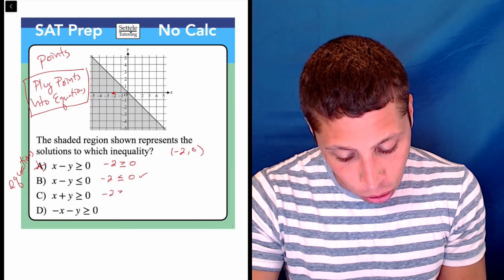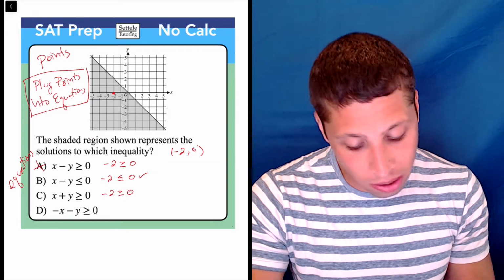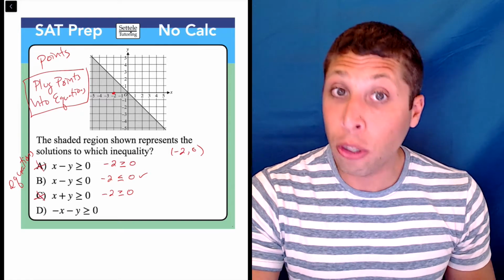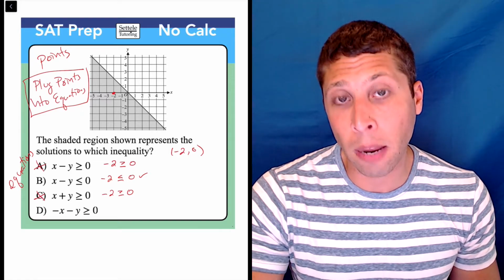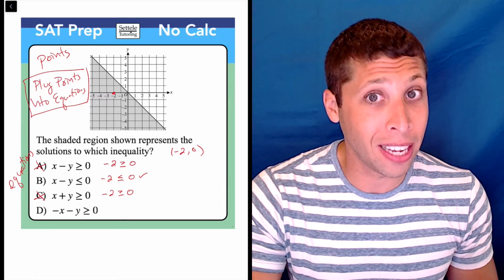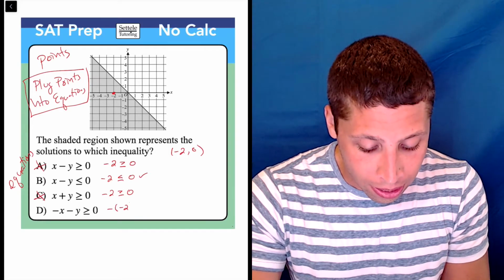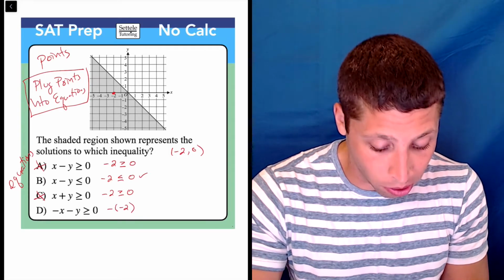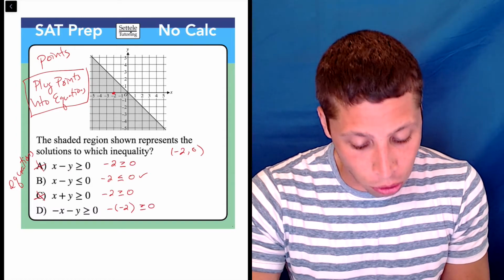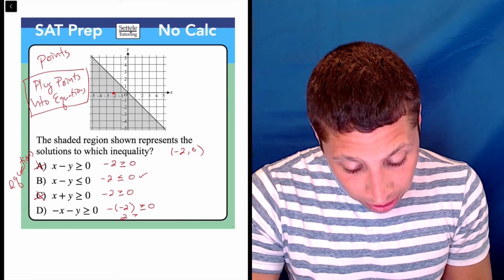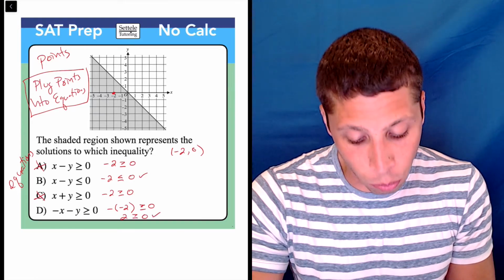But let's look at choice C. That's going to be -2, again, is greater than or equal to 0. No, that's not correct. That gets rid of that choice. Now with D, we do need to be careful because we have a negative in the number that we're plugging in and a negative in the equation itself. So let's just be thorough here. -2 minus 0 is greater than or equal to 0. Okay, well, negative of a negative is a positive. So this is telling me 2 is greater than or equal to 0, which is also true.